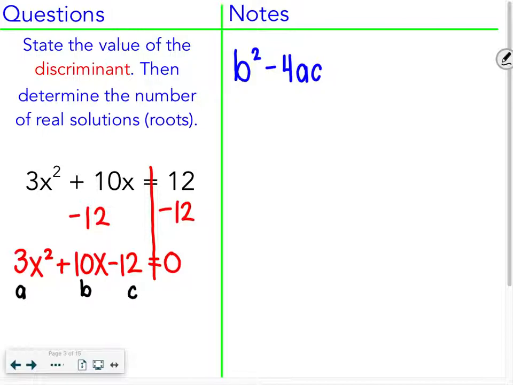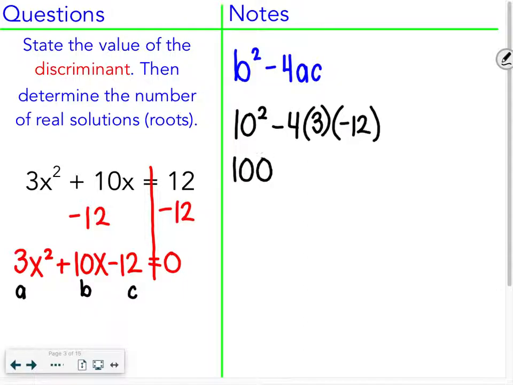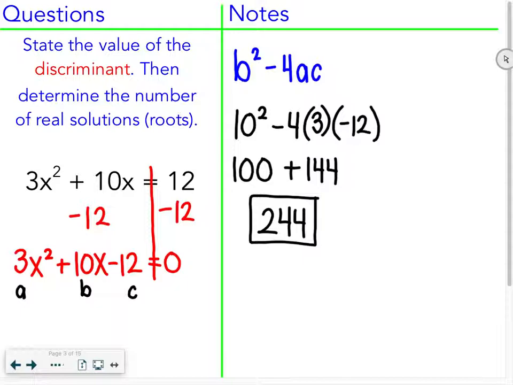So now we're going to plug that into our formula. So b squared would be 10 squared, because 10 is b, minus 4 times a, which is 3, times c, which is negative 12. If I do that math, I'll do 10 squared, which is 100. And then I'm going to do negative 4 times 3, which will give me negative 12, and then I'm going to multiply that by negative 12, and I'm going to get 144. 100 plus 144 is 244.